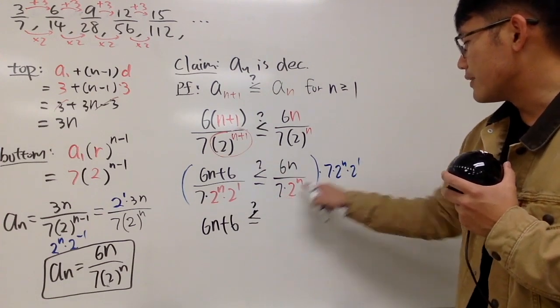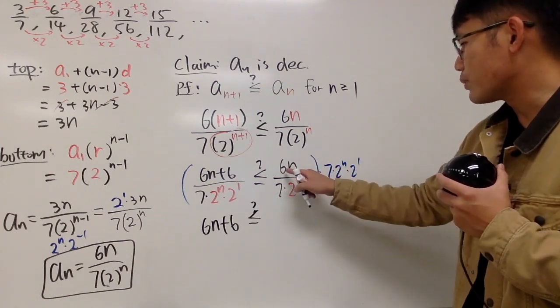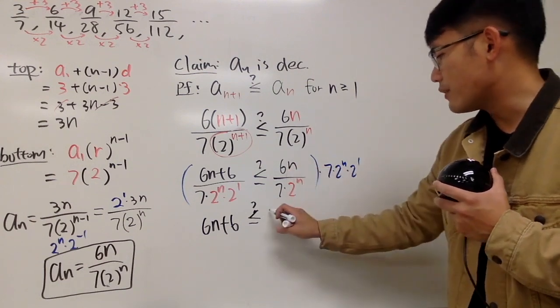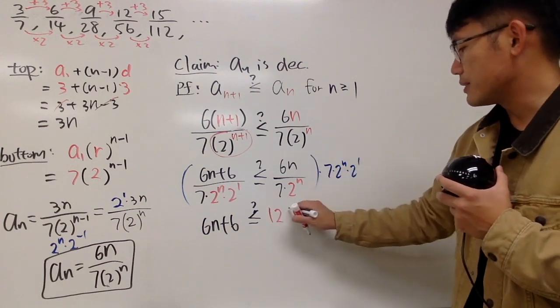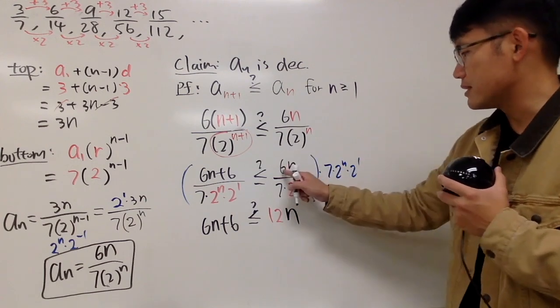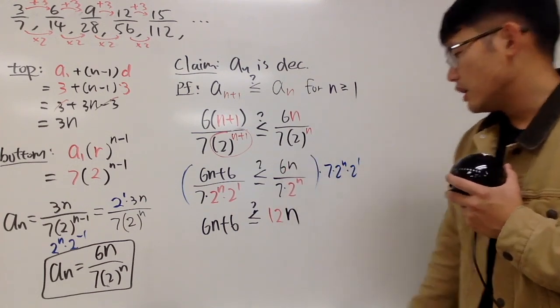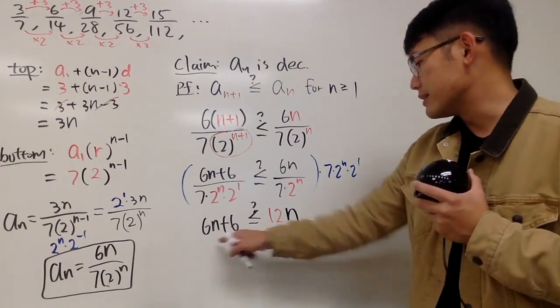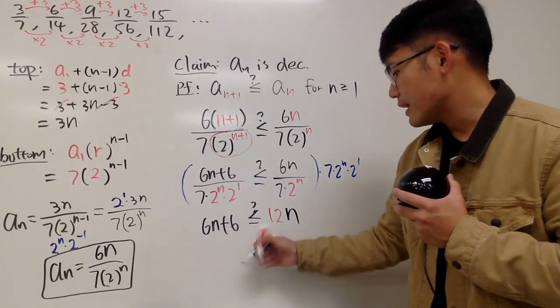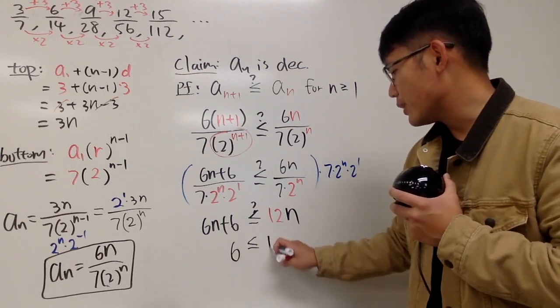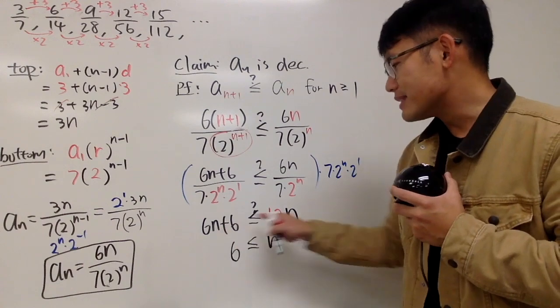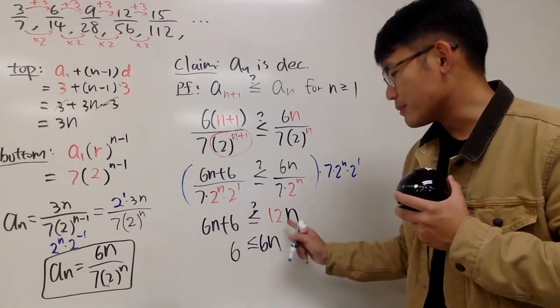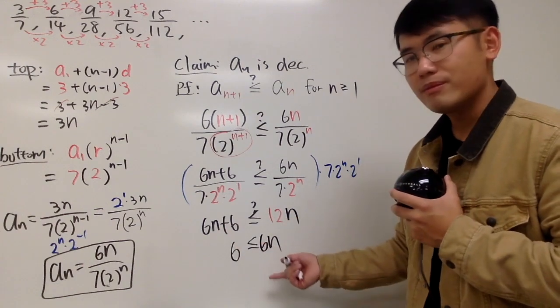Okay, 7 and that cancel, this and that cancel, but we'll have to do 2 times that, which is 12n. And so this right here is 12, right? 2 times the 6n is 12n. And now we can just do more algebra. Minus 6n on both sides. We have 6 is less than or equal to 6n. So 6 is less than or equal to 6n.